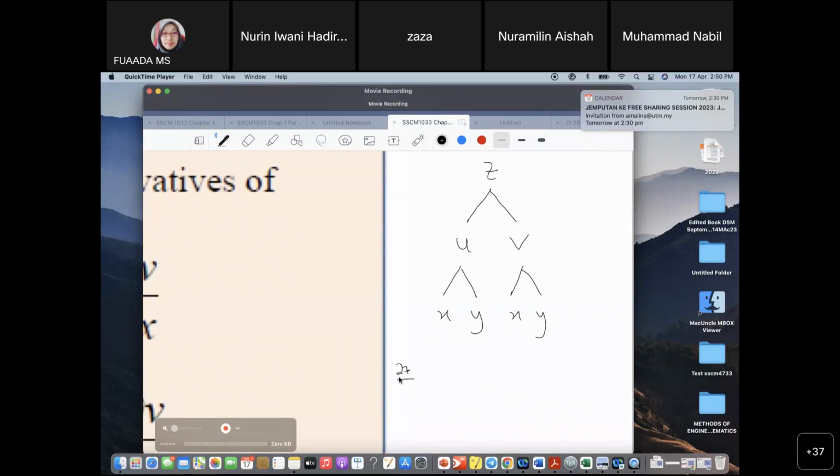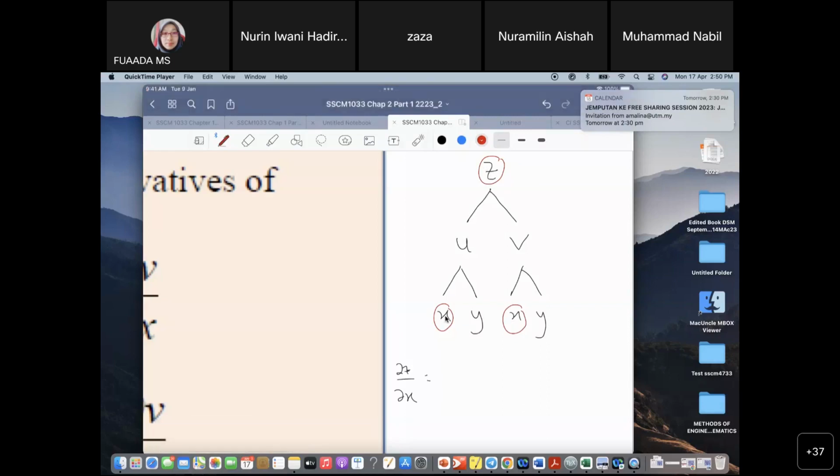Del Z over del X. Okay, now from Z to X, how can you root that you have to pass through? From Z to X, ada berapa banyak? Banyak laluan you kena pergi. Berapa? Cuba kira. You nak pergi Z, daripada Z nak ke X, ada berapa route yang you kena ikut? How many option of route that you have? 2. Yeah, there are 2. Okay, kenapa 2?